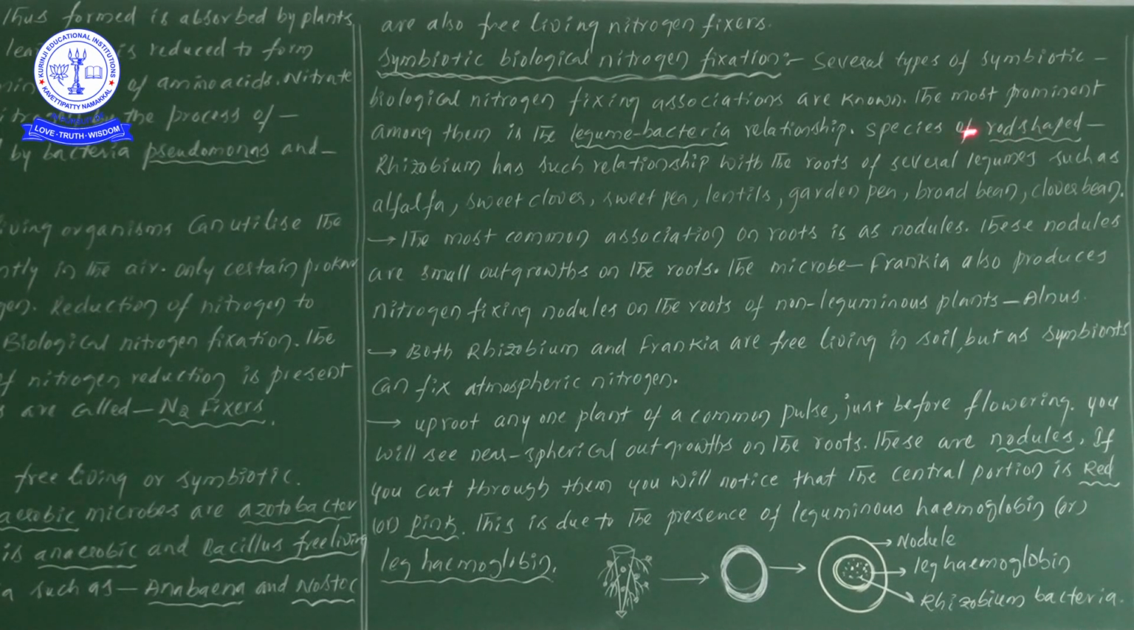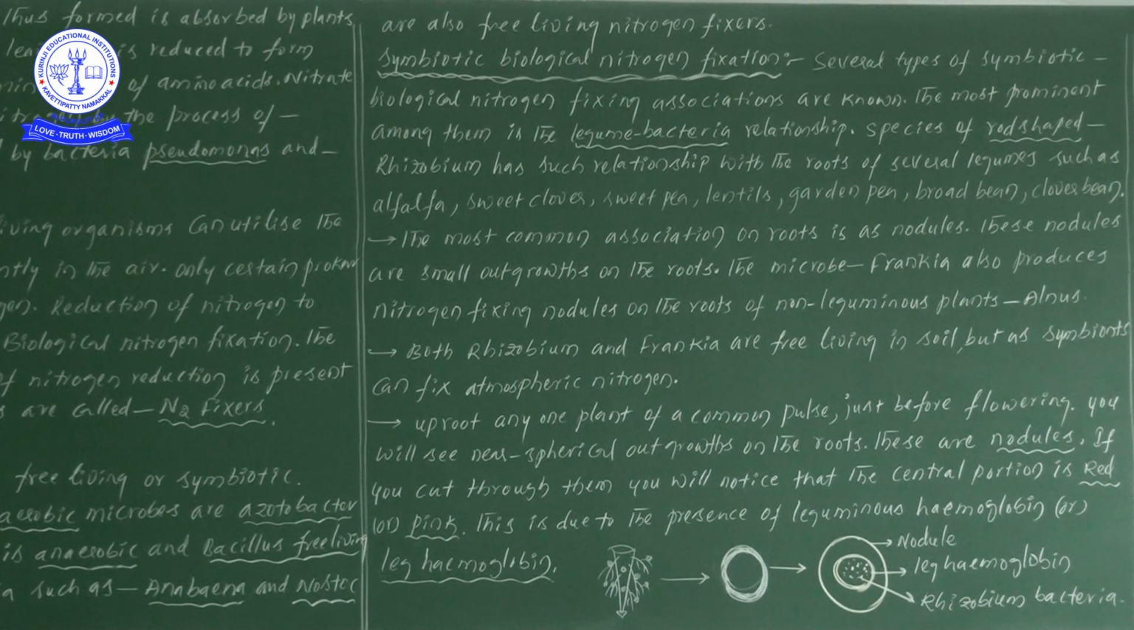Now the species of rod-shaped Rhizobium has such a relationship with the roots of several legume plants. Let me say it one more time: the rod-shaped Rhizobium. Do you remember, based on the shape of the bacteria, four types of bacteria are there? Cocci, bacilli, vibrio, spirillum. Cocci is spherical shaped, bacilli is rod shaped. So Rhizobium bacteria also comes under the bacillus type. So Rhizobium bacteria has a relationship with the roots of several legume plants.